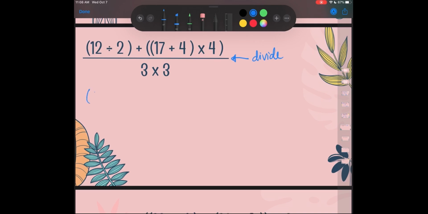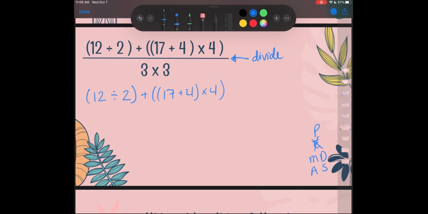All right, so first thing I'm going to do is rewrite the top part of my expression so I can work it out. So 12 divided by 2 plus 17 plus 4, times 4. All right. Don't forget PEMDAS. Parentheses. We skip exponents. Multiplication and then division, and then addition and subtraction.